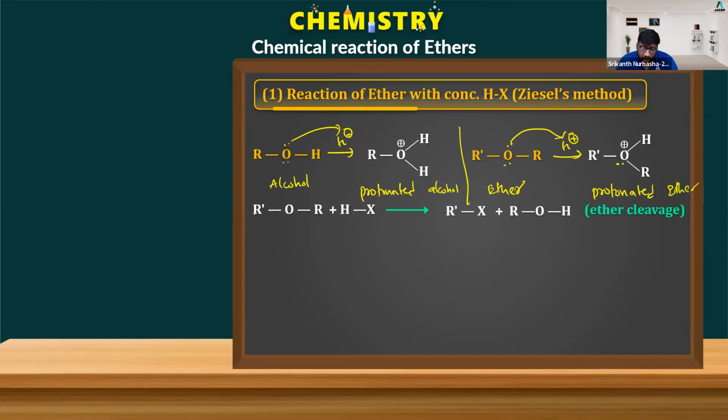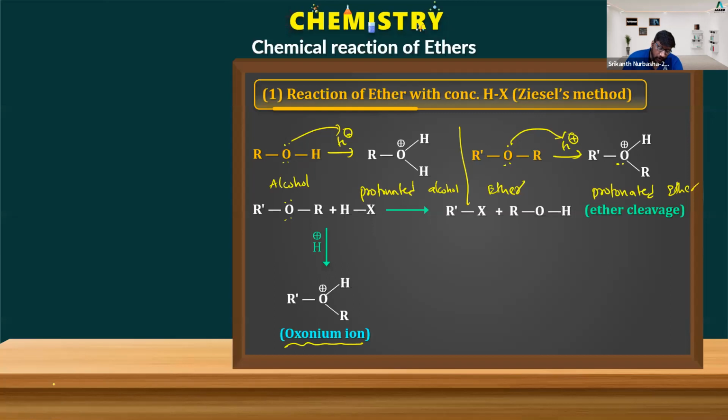So R dash OR plus HX gives R dash X plus ROH. And the mechanistic approach you can think of is: R dash OR upon treatment with H plus, that is, HX, the lone pair of electrons on oxygen attacks the proton. You will generate R dash, OH plus, R, with a positive charge on oxygen. It is similar to an oxonium ion, and it is also called an oxonium ion.